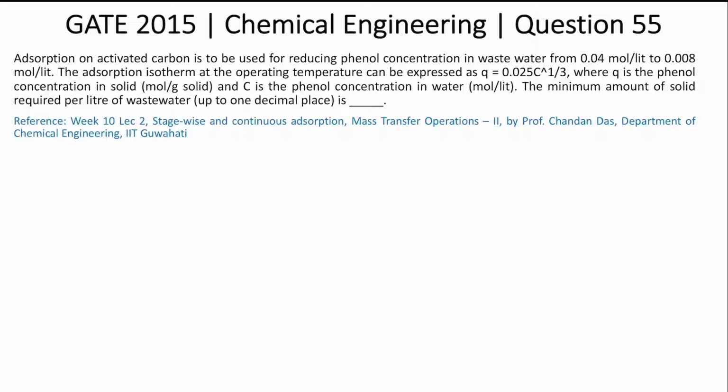Adsorption on activated carbon is to be used for reducing phenol concentration in wastewater from 0.04 mole per liter to 0.008 mole per liter. The adsorption isotherm at the operating temperature can be expressed as Q is equal to 0.025 C raised to 1 by 3, where Q is the phenol concentration in solid in mole per gram solid and C is the phenol concentration in water in mole per liter. The minimum amount of solid required per liter of wastewater up to 1 decimal point is dash.